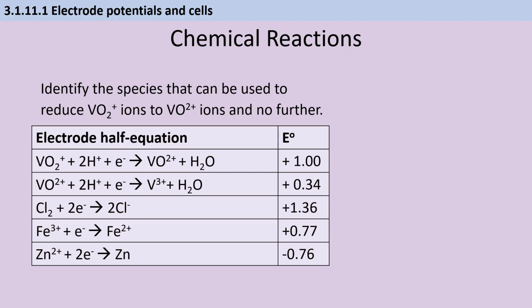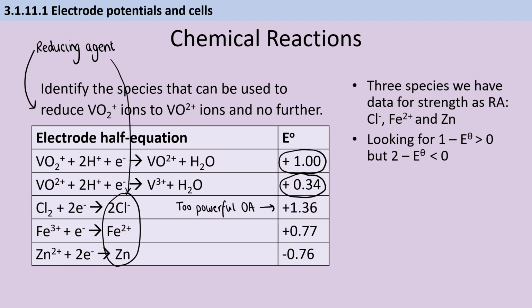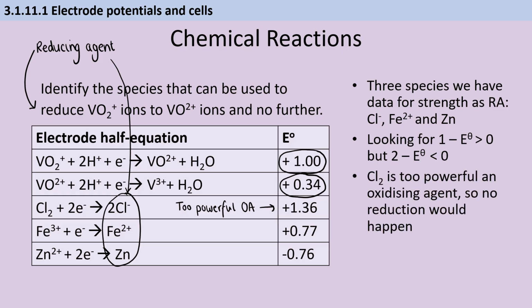In the next tier of question, we're looking for species that can start a redox reaction but not allow it to go all the way to completion. Here we're looking for reducing agents, so we need to be looking at the right-hand side of the table. And we have data for chloride ions, iron 2+ ions and zinc. We're looking for something that is a powerful enough reducing agent to reduce dioxovanadium, but not so powerful that it also reduces oxovanadium 4. So if we look to start with at our chloride ions, these are too powerful of an oxidizing agent, so they're not going to be able to reduce the dioxovanadium ions.